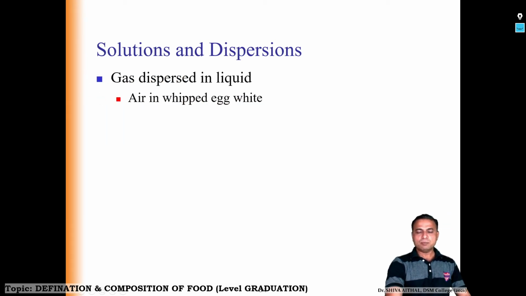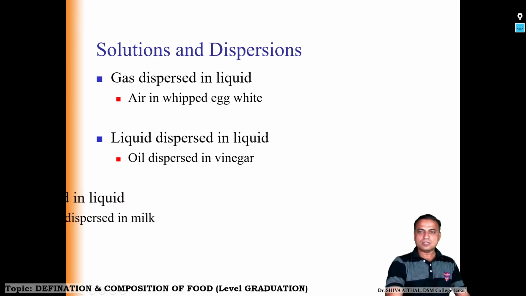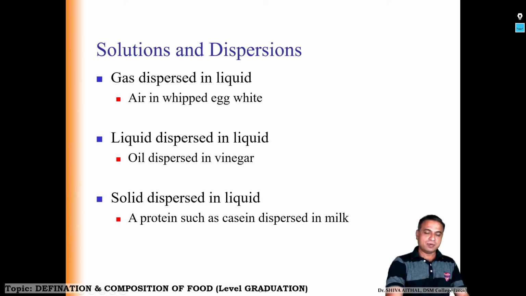When a food is being prepared, it has to be prepared in certain solutions and dispersions. You cannot just take a protein and consume it. It has to be in a certain form. So solutions and dispersions are prepared while preparing a food, for example by dispersing a gas into a liquid. Air is whipped into the egg white. Liquid is dispersed in liquid, like oil added to vinegar and then added to food. These are the solutions and dispersions needed for preparing good food.